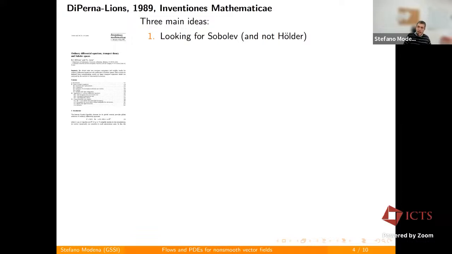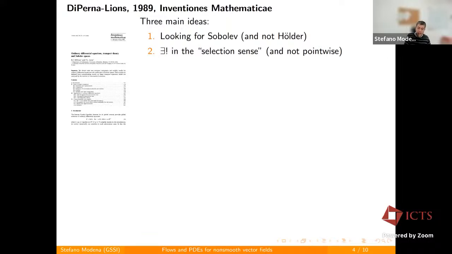Then the second main idea is something that we have also already mentioned. Let's forget about pointwise existence and uniqueness of solutions to the ordinary differential equations, but let's look for existence and uniqueness of solutions to the ODE in this selection sense. So is it possible to select one characteristic for almost every point in such a way that the whole selection makes sense? This is the second main idea. So they introduce this notion of selection sense that I will make precise in a second.